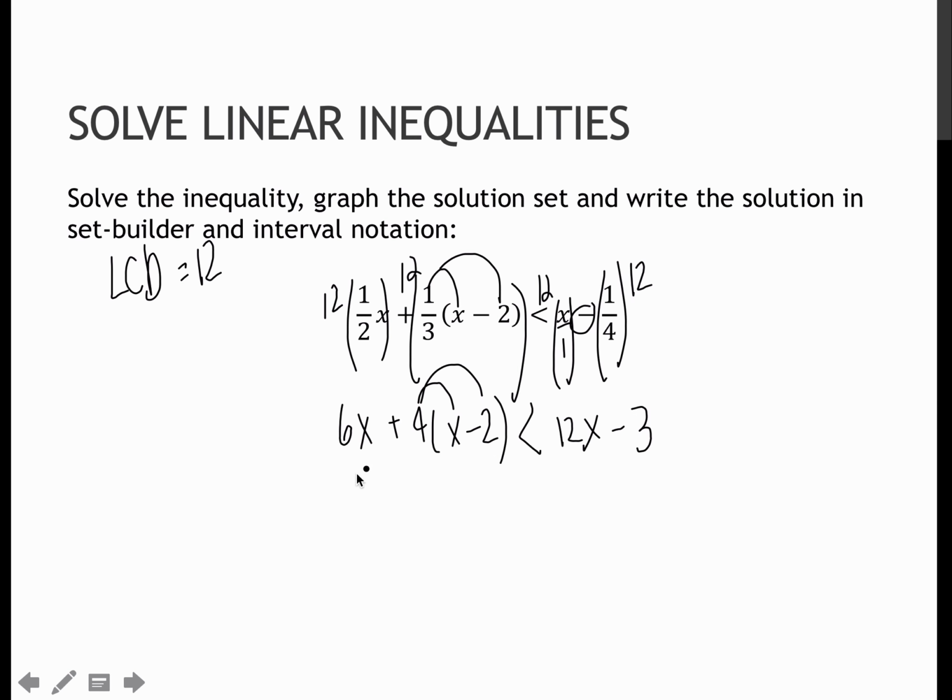On my next step now, I'm going to distribute that 4. So that gives me 4 times x, which is 4x, and 4 times minus 2, which is minus 8. Before I add or subtract anything from each side, I'm of course going to combine the like terms on the left side.